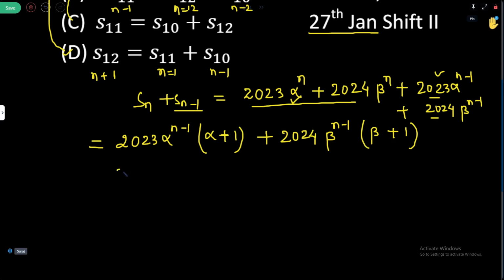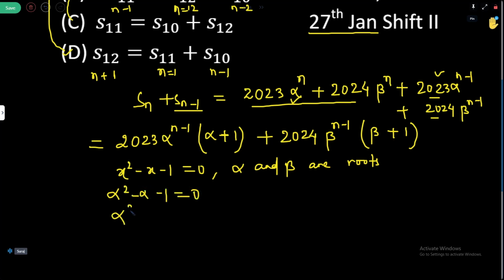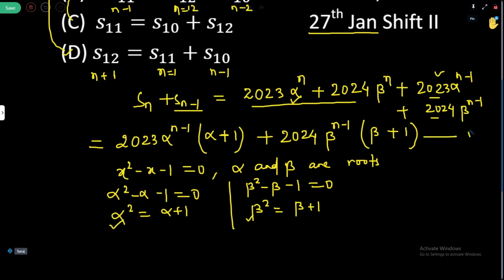The given quadratic equation was x square minus x minus 1 equal to 0, where alpha and beta are the roots. So we can write alpha square minus alpha minus 1 equal to 0, so alpha square equal to alpha plus 1. Same we can write beta square minus beta minus 1 equal to 0, so beta square equal to beta plus 1. Now just put these values in this equation.